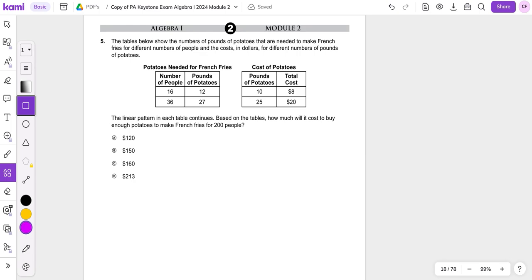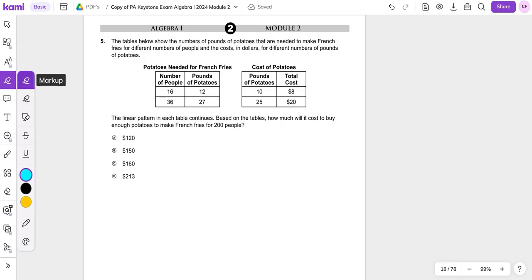Based on the tables, how much will it cost to buy enough potatoes to make the French fries for 200 people? What we want to do is first find the unit rate or cost. So for the first part here, we're going to use the first table. That first table being this one right here, potatoes needed for French fries.